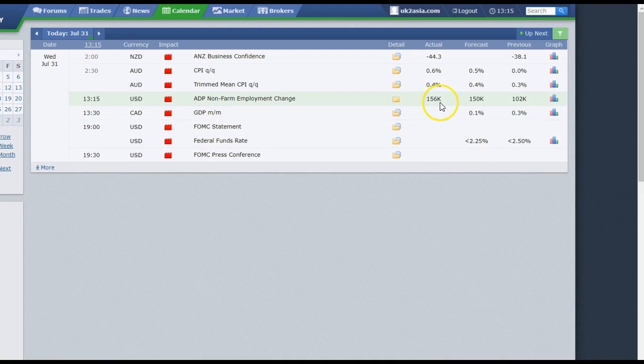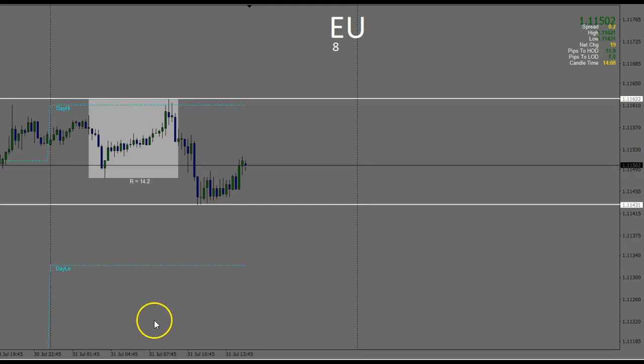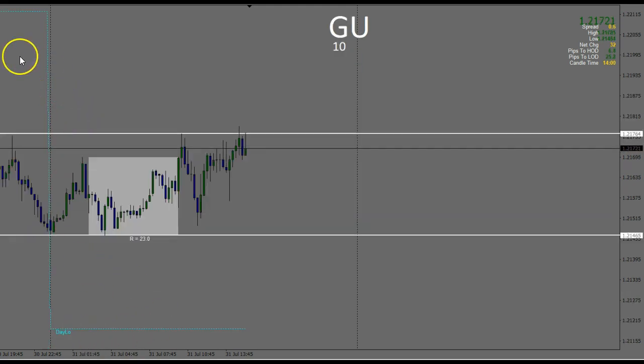Okay, it's a little bit above what the forecast was. They forecast 150k, it's 156k. Not sure that that's enough to actually get things moving. We'll hold on for a little while longer and see if anything does happen on these. Okay, I'll pause the video for now and I'll be back in a little while if the market starts moving.